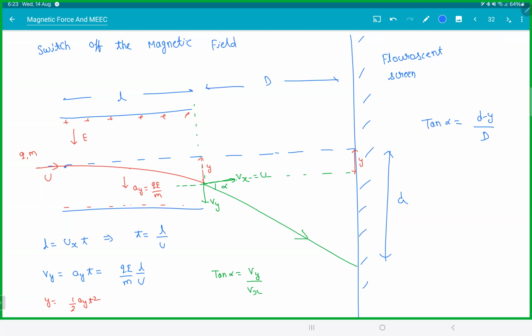Now, in this experiment, I know alpha, I know small d, I know y, I know everything. You'll get stuck with the q by m ratio here. If you simplify everything, you'll end up with q by m is equal to something. Is this thing clear, everyone?